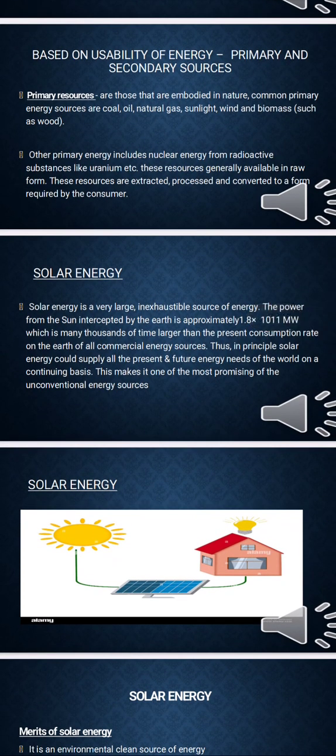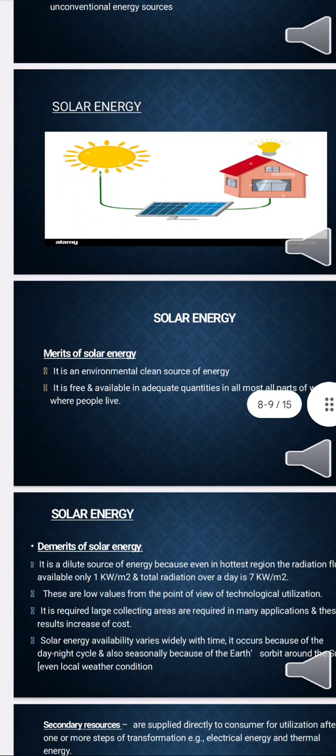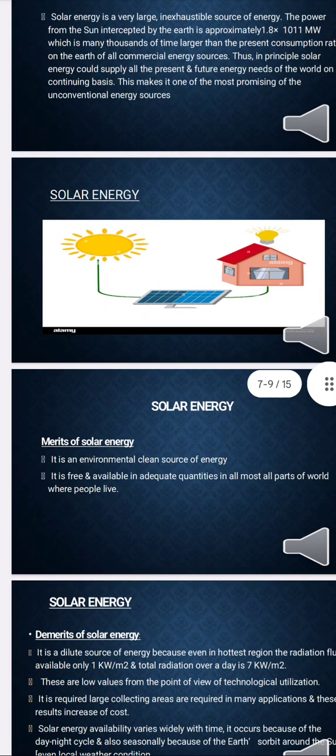So this is a picture of solar energy. Where do we get the energy or the power from the sun? This is a collector which is used for collecting the rays from the sun. We can use the solar energy for glowing a bulb. So just by collecting the rays from the collector, we can glow a bulb.